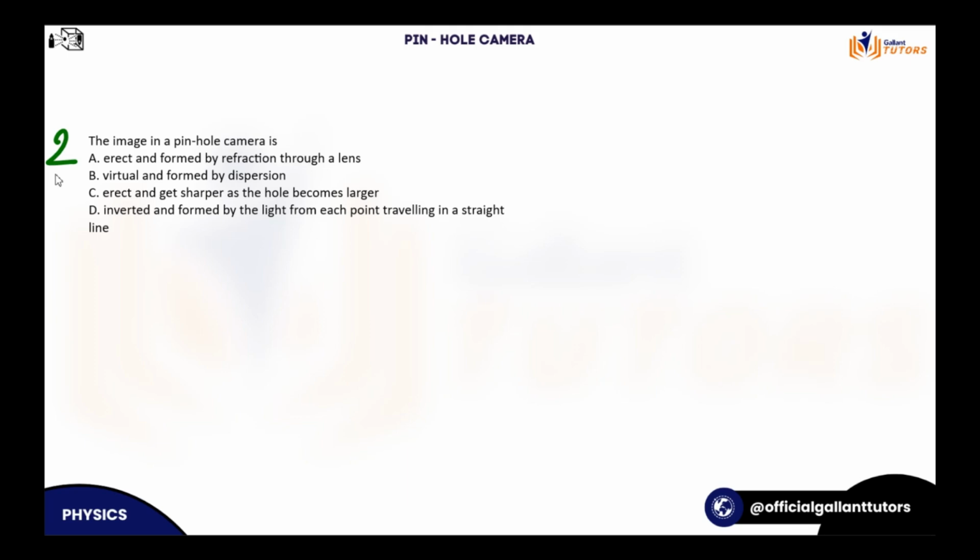All right, so the image in a pinhole camera is one. Is it erect? It's not erect. Is it virtual? No. Now, I'm going to explain virtual and real images for you, and how to put the concept across. Exactly. Now, erect and gets sharper as the hole becomes larger. Erect, definitely not. Inverted? I said that. Formed by the image from each point traveling in a straight line. This is true. So the correct answer is B.